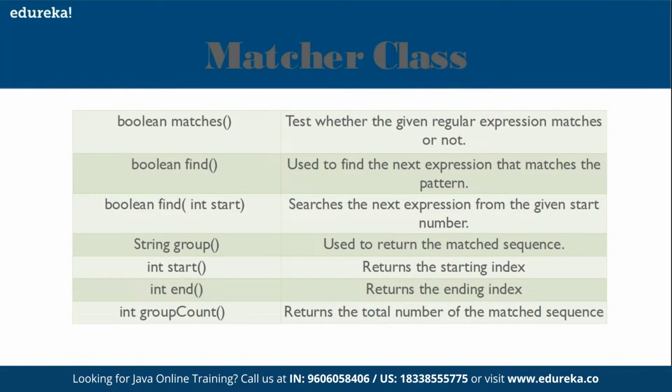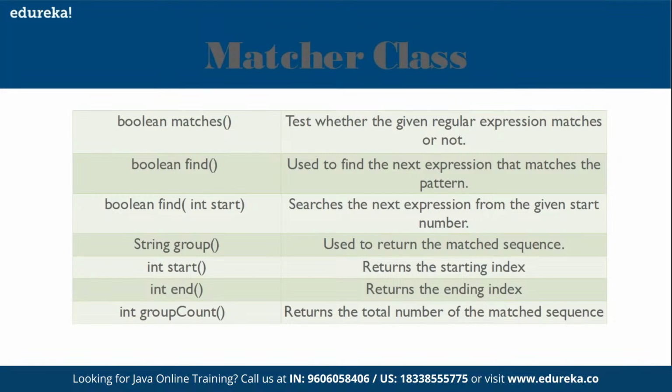We have boolean matches, which tests whether the given regular expression matches the pattern. Boolean find is used to find the next expression that matches the pattern. And we have find with an int start, which searches for the next expression that matches the pattern from the given start number. And you have group, used to return the matched subsequence. You have the start method, which returns the starting index. The end method returns the ending index of the matched subsequence. And you'll also have int groupCount, which returns the total number of matched subsequences.